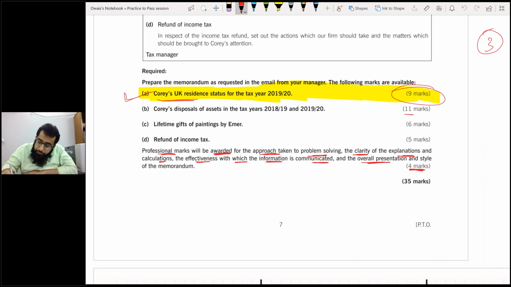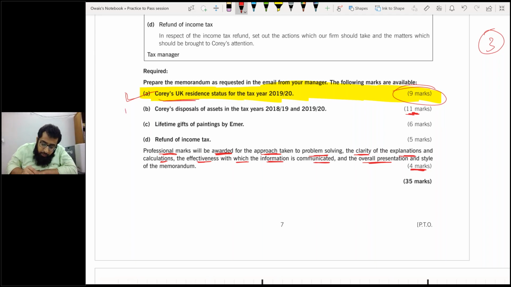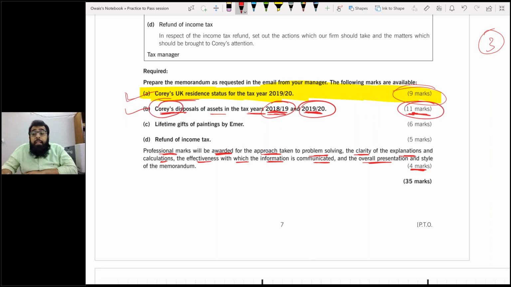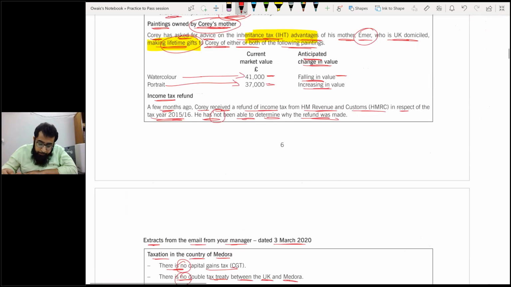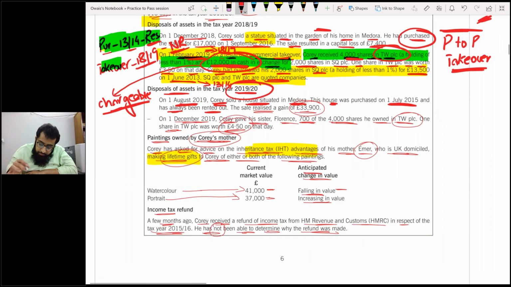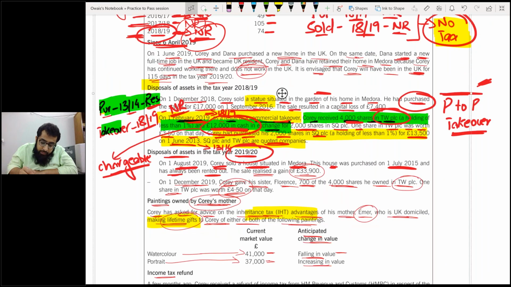11 marks part. Okay, part B, Corey's disposal of assets in the tax years 1819 and 1920. Now, we have to talk on Corey's disposal of assets which were made in 1819 and 1920. Please come back to the question, everyone. We have to discuss these disposals. Let me clean up the screen once.